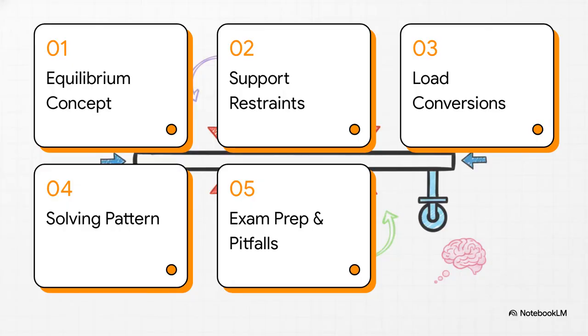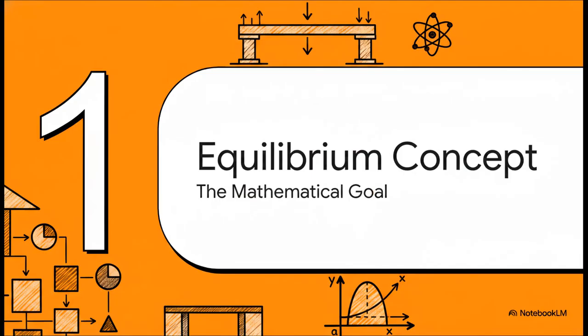Here's our roadmap for today. We'll hit 5 key steps: the master equilibrium concept, decoding beam support restraints, beams and load conversions, the repeatable solving pattern, and finally, exam prep and pitfalls. All right, let's jump straight into Section 1, the master equilibrium concept, which is all about setting our mathematical goal.